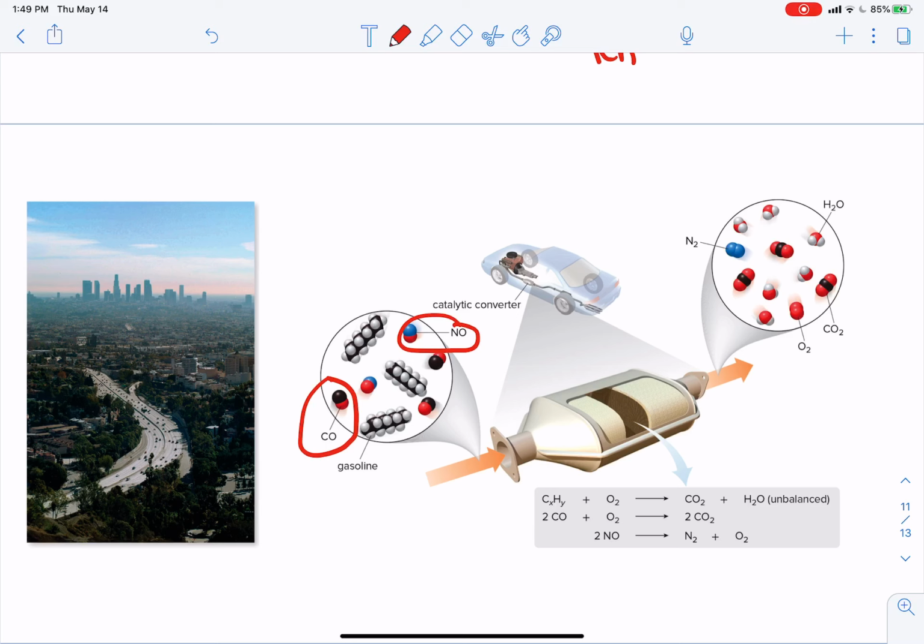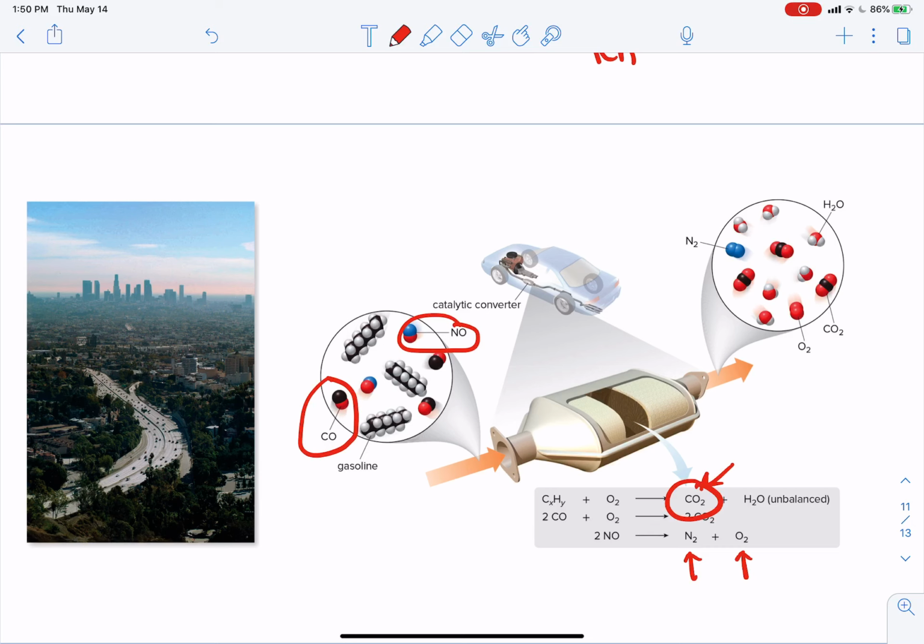And what we do is we use a catalytic converter, so it's catalyzing the reaction of those molecules into carbon dioxide, nitrogen, and oxygen. Now this is better for the environment, but it's still not good because carbon dioxide is a greenhouse gas. So we're still pumping out greenhouse gases here, which isn't good for us, but at least we're not pumping out carbon monoxide too.